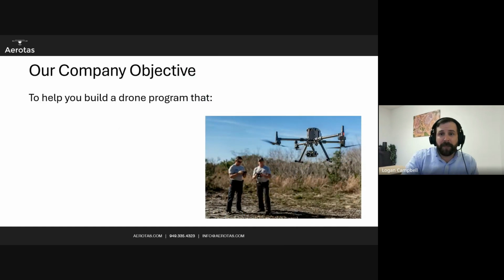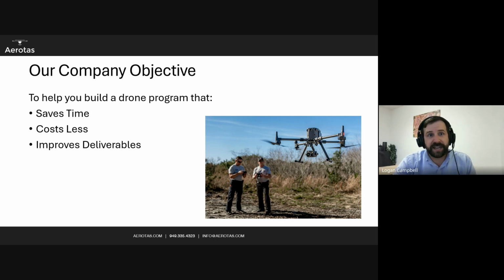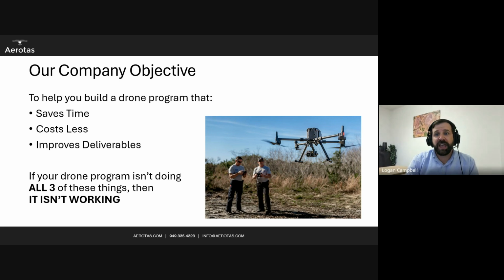Because I'll tell you, my perspective about LiDAR surveying, and all surveying in general, is that our goal is to help you build a program that saves time, saves money, and gets you better deliverables. And honestly, if it's not doing all of those, then it isn't working. This is very much my philosophy: the point of this presentation is not to help you build a research program. It is to help you build a business.